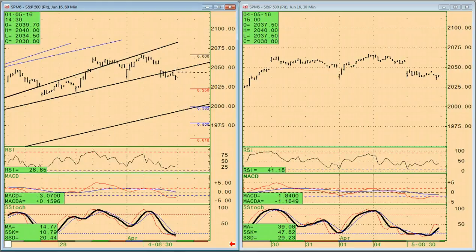And that pretty much does it for the short-term view of the S&P 500.